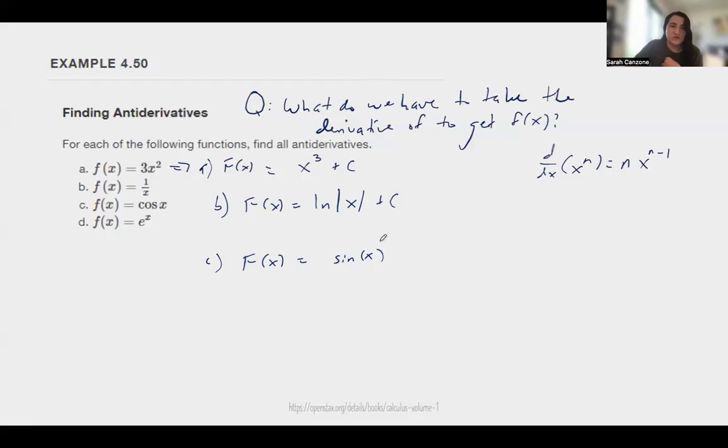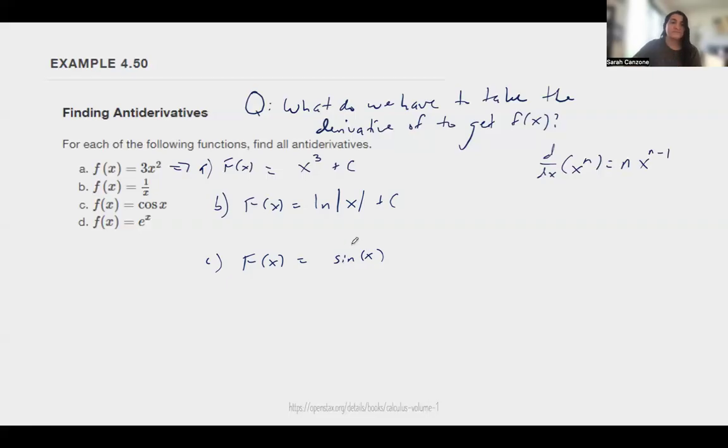But now we have to consider, do we have to change this sign? Is this a positive or a negative? Well, we just have to consider what the derivative of this would be right here. So the derivative of sine is positive cosine, which is in fact positive cosine right here. So we don't have to adjust this sign.